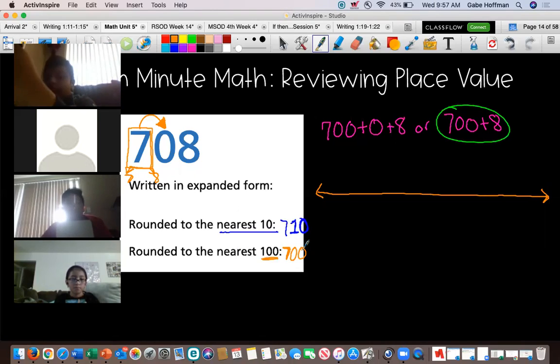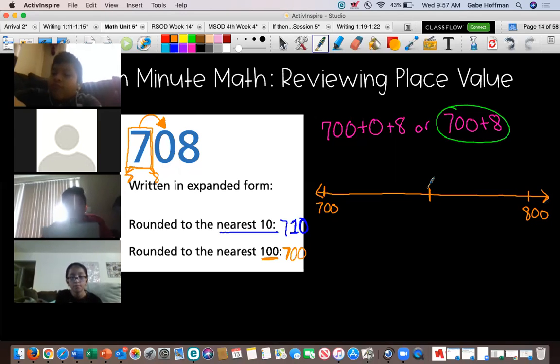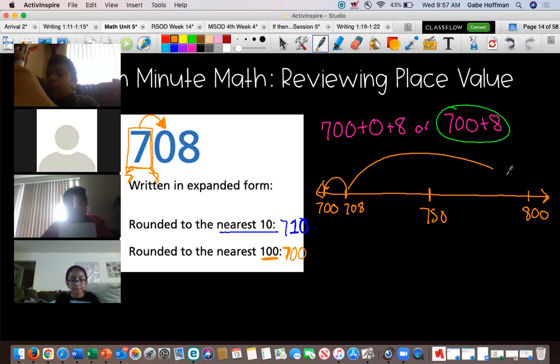Now, if we look at it on a number line, same thing. We're deciding, do I have 700s or do I have 800s? Cynthia, what number is right in the middle of 700 and 800? 750. 708 is clearly way closer to 700, right? 708 is right here. So it's clearly closer, and we decide we round to 700.